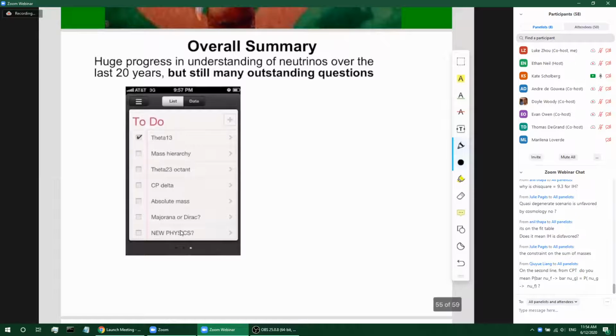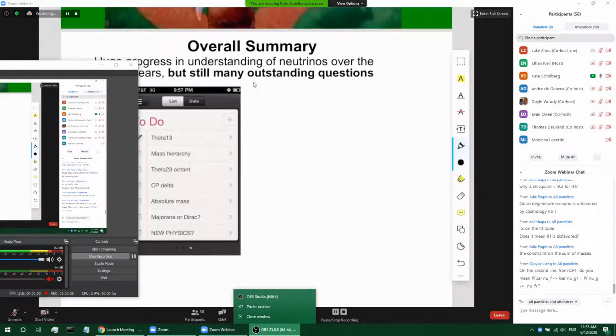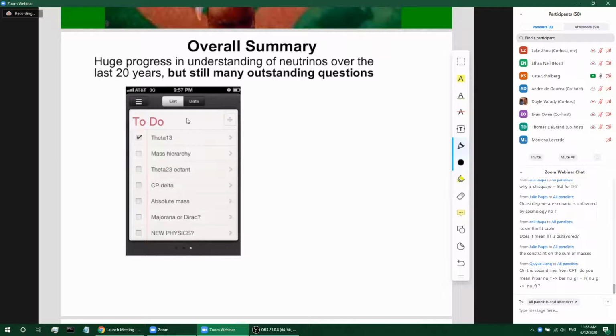Now this is a screenshot that I made in about 2011, and I don't know if it's sad or not sad that I haven't changed it since 2011. This is my to-do list on my first smartphone, and we have ticked off Theta 1-3. So that is good news. That was already some time ago. However, all of these other things that are out there, we still don't have answers for.